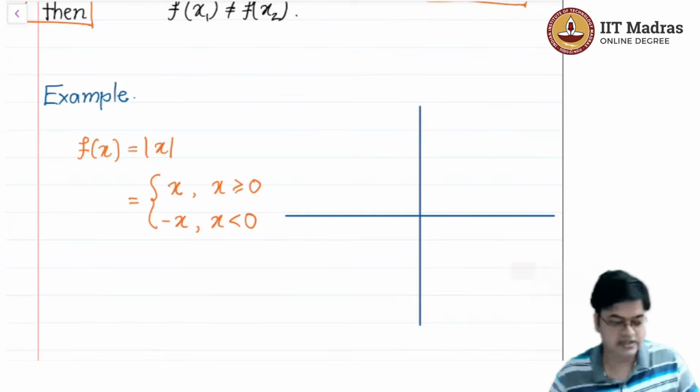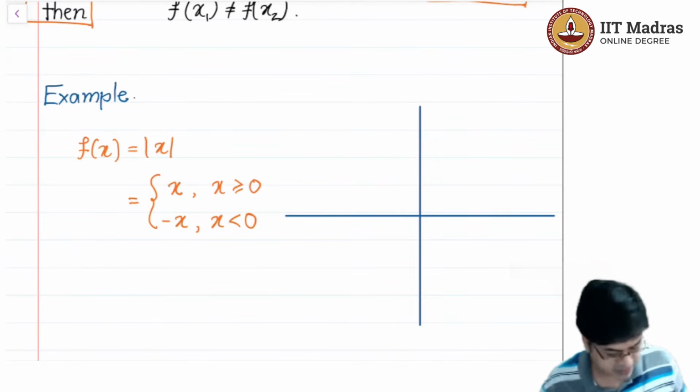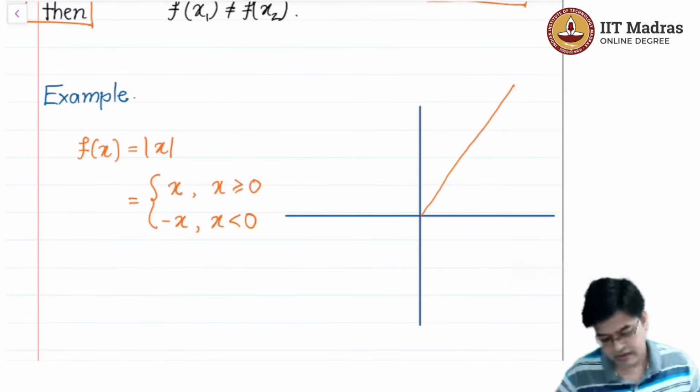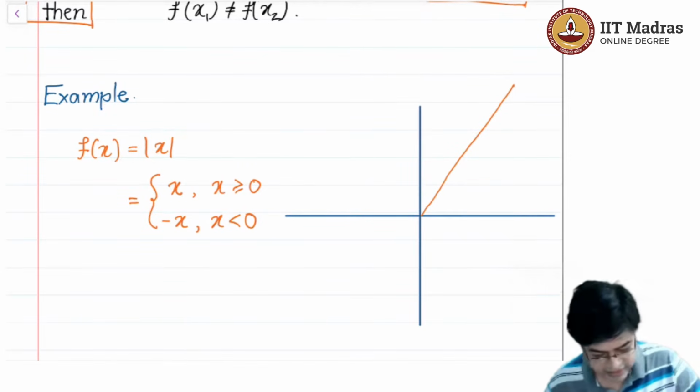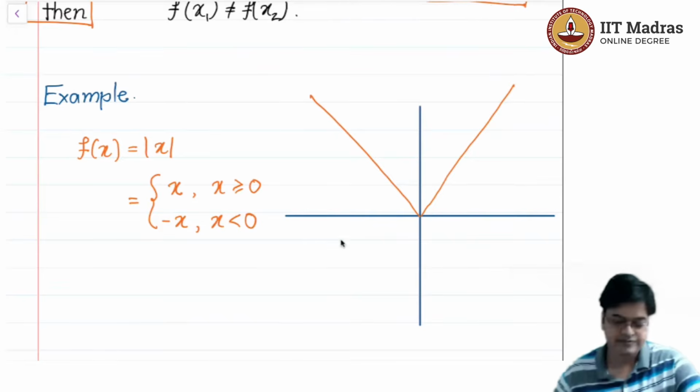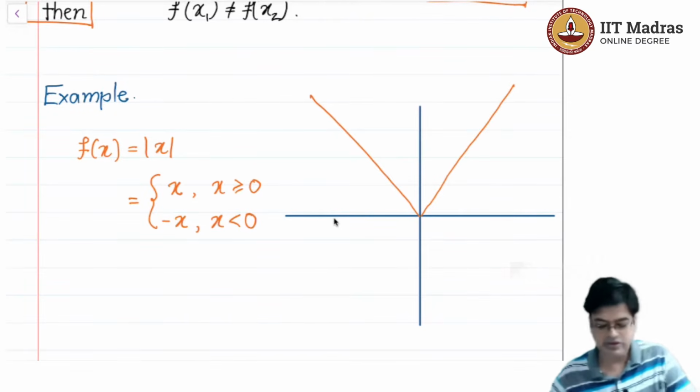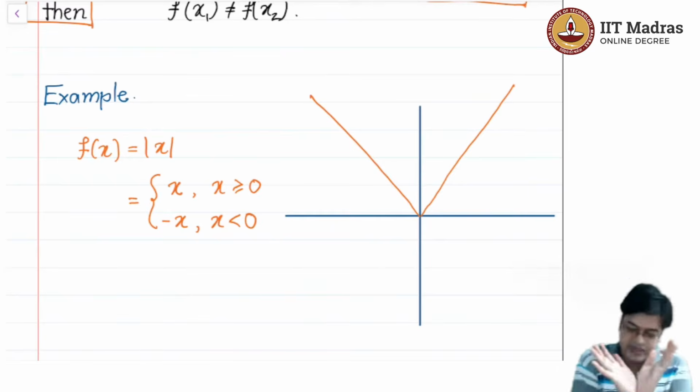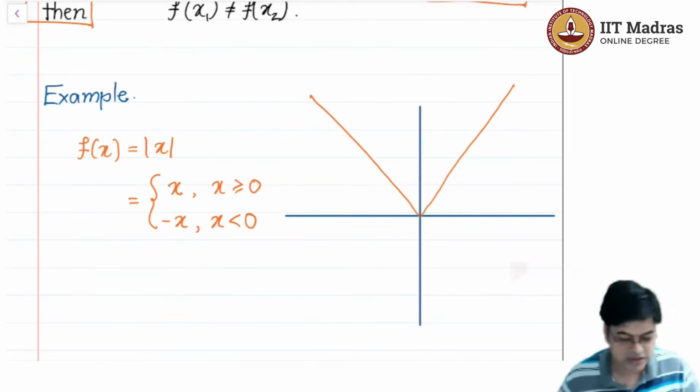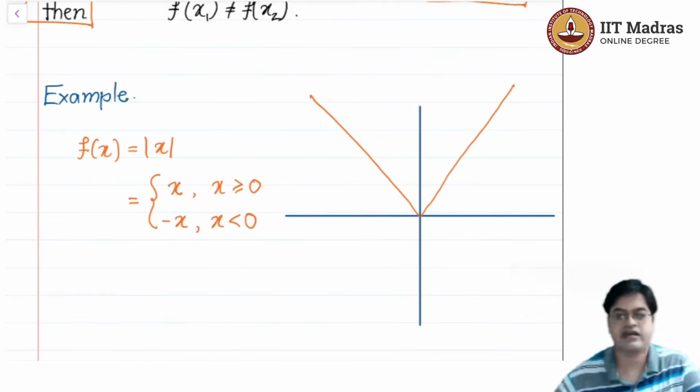So it's actually a straight line passing through the origin like this at a 45-degree angle, and the minus x is this line. Okay, so it's a V shape, 90 degrees V. So is this function one-to-one? First of all, let us not take the argument. First of all, is this a function?